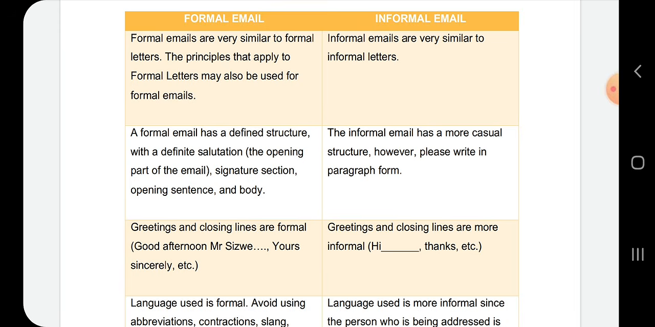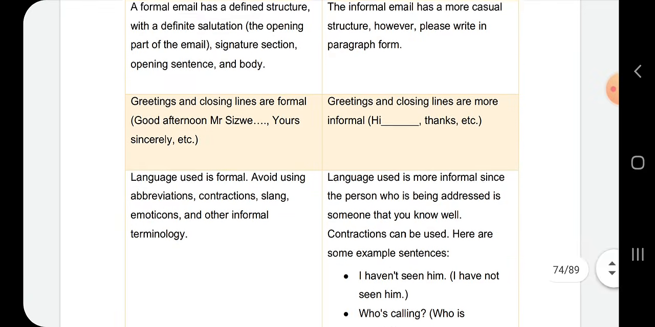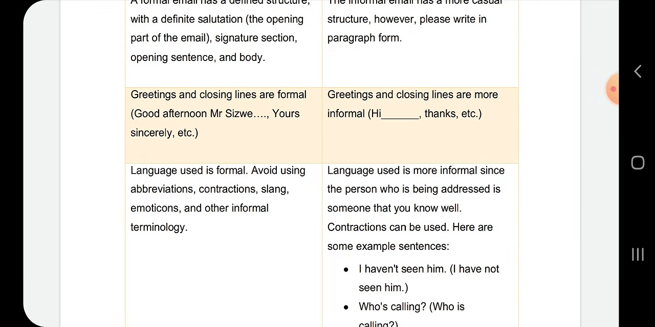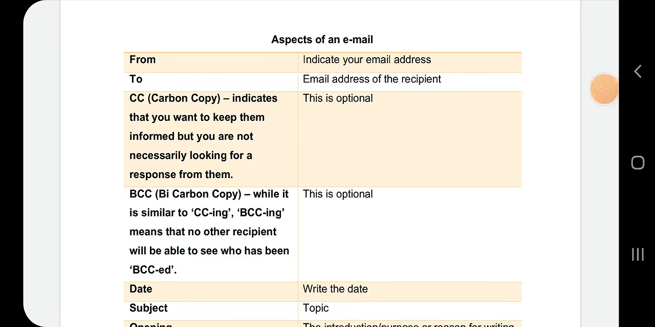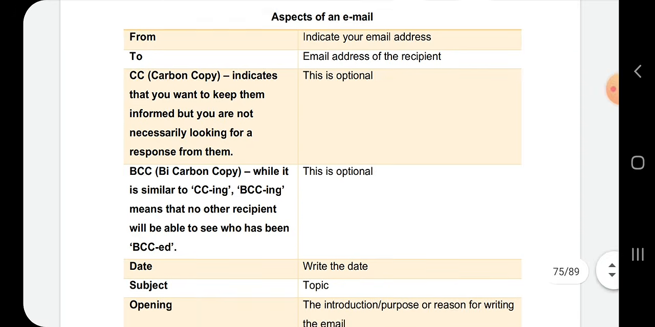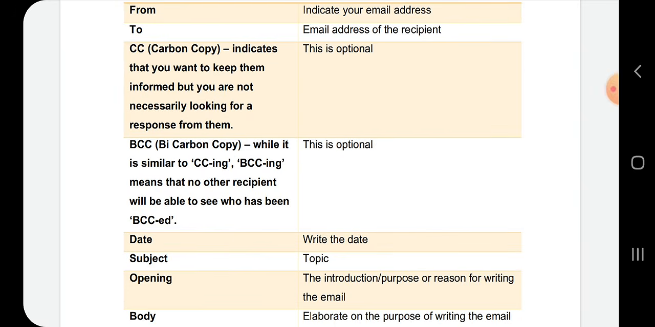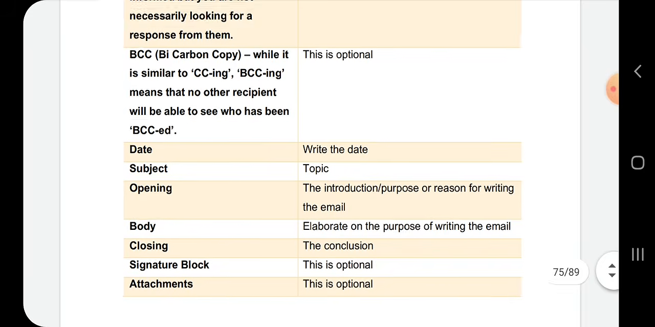However, please write in paragraph form. Greetings and closing line are formal, like good morning, or yours sincerely, or yours faithfully as a closing statement. And then greetings and closing lines are more informal, hi or thanks. In formal language, avoid using abbreviations, contractions, slang, emoticons, and other informal terminology. Language used is more informal in an informal email. Indicate your email address, the email address of the recipient, and CC, this is optional if you are copying someone. And you must have a date.